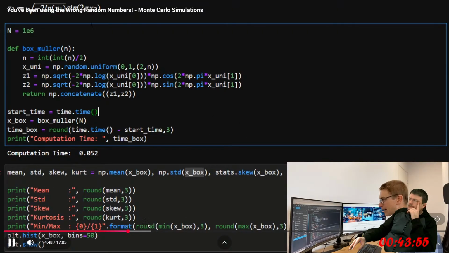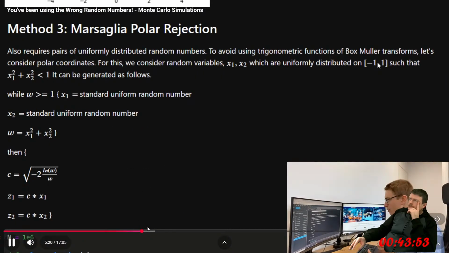More efficient method of actually calculating random normal variable, random numbers. And to avoid using the trigonometric function for the Box-Muller transformation, let's consider polar coordinates. So for this, we're going to consider random variables in finance 2.